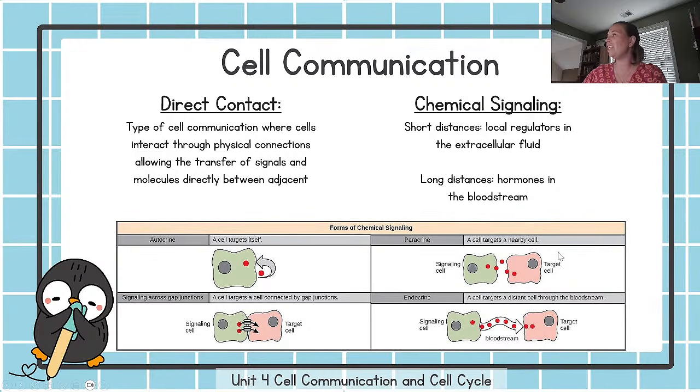We also have a little bit of synaptic signaling, chemical signaling. This can be our short distances as well as our long distances.